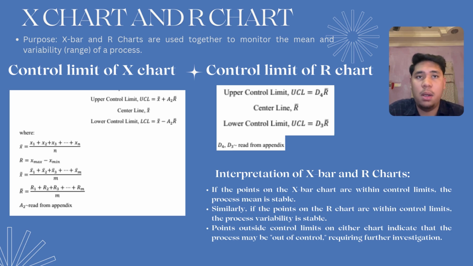Moving on with our interpretation of X bar and R chart. We make it simple. If the points on the X bar chart are within control limits, the process mean is stable. Similarly, if the points on the R chart are within control limits, the process variability is stable. And lastly, points outside control limits on either chart indicate that the process may be out of control, requiring further investigation.